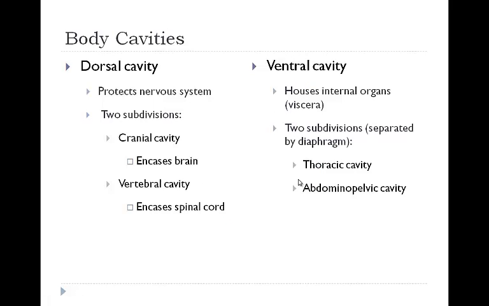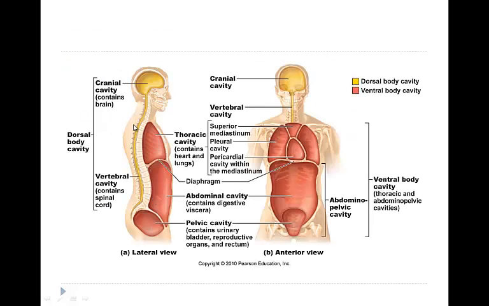Now within our divisions, we're going to have different cavities. We'll have our dorsal cavity and our ventral cavity. Your dorsal cavity is going to house your nervous system. It will include your brain and your spinal cord. Okay, so that will have two cavities within it. Cranial cavity, vertebral cavity. Let's look at the next slide.